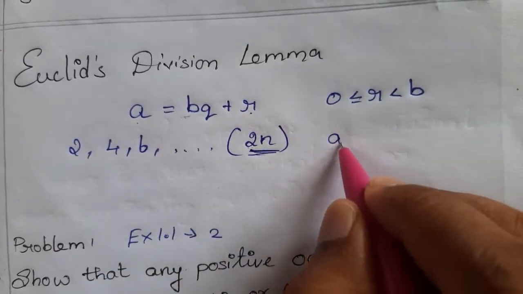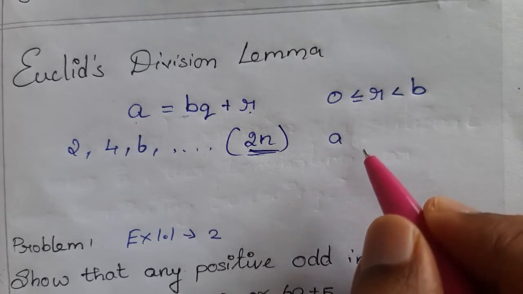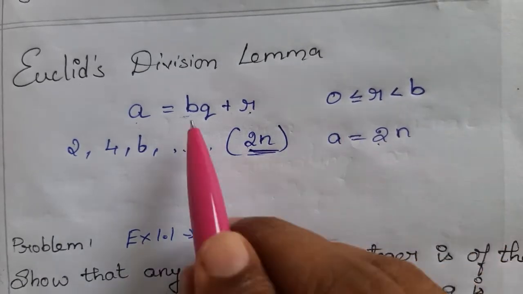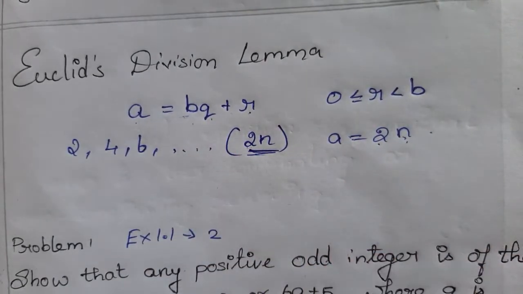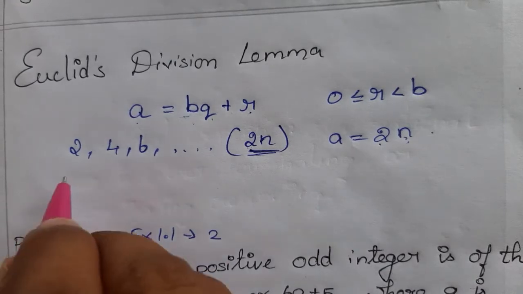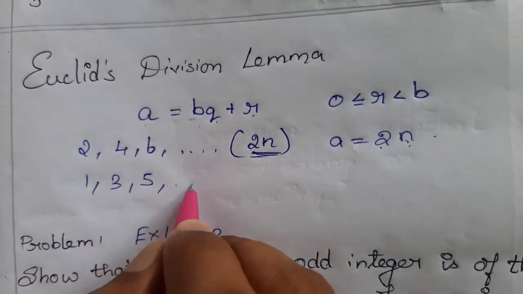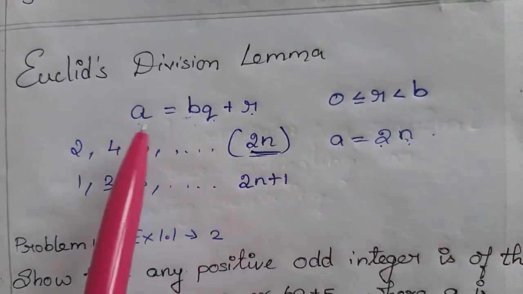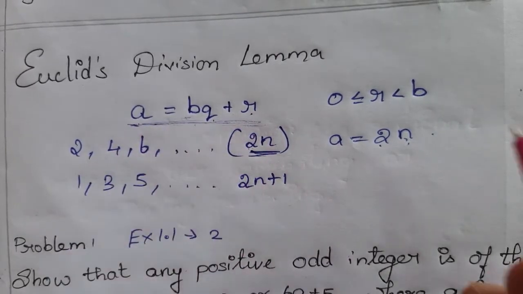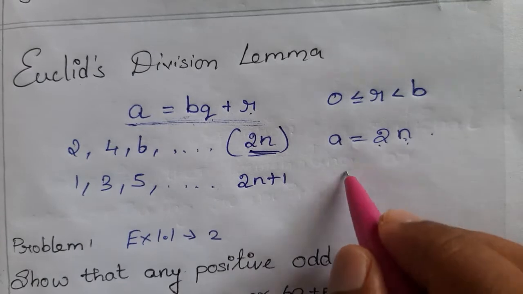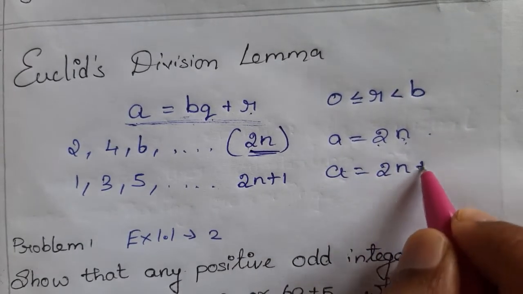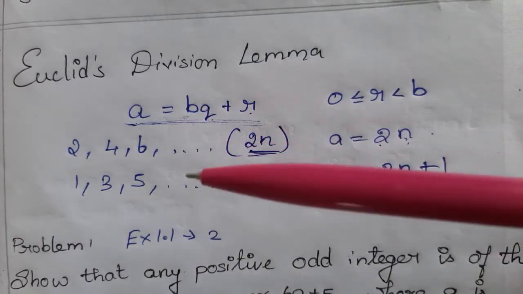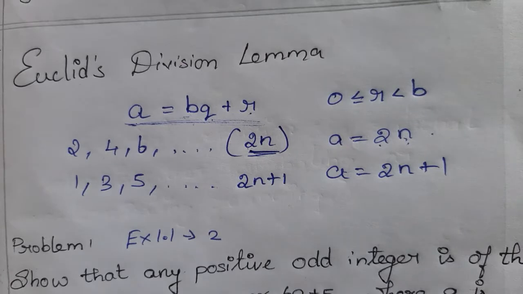If a is any even number, it satisfies a is equal to 2n. That means 2 is b, n is the quotient and r is 0. And what about odd numbers, 1, 3, 5? An odd number is of the form 2n plus 1, and it also looks like an expression of Euclid's division lemma, that is a is equal to 2n plus 1, right? So like this, we have the known properties of even numbers and odd numbers.